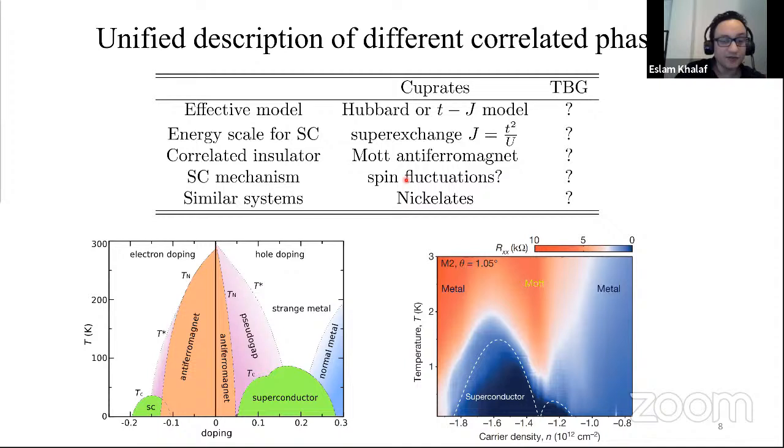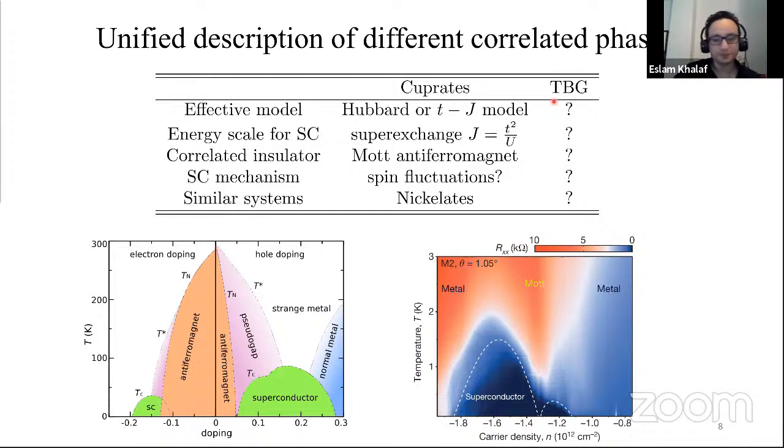Finally, we can ask what other systems we can generalize this behavior to. Of course, we can first start by considering different families of cuprates, but recently people have also discovered superconductivity in a new system, nickelates, which have some similarity to cuprates and were in a sense inspired by the discoveries in cuprates. My goal in the talk is essentially to present this unified framework for the different correlated phases, and on the way fill in all these question marks.